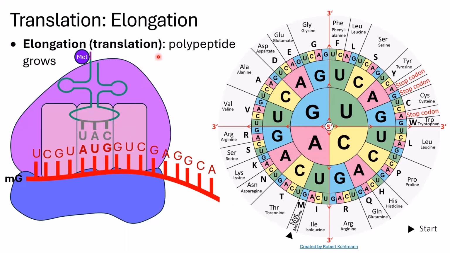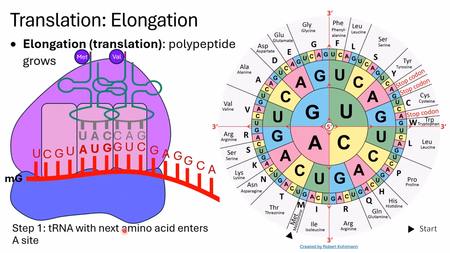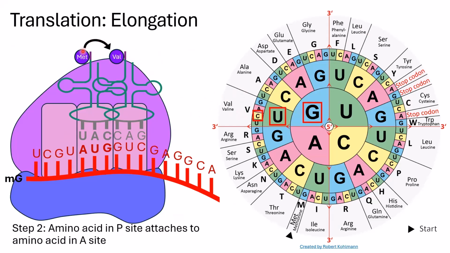Amino acids will start being connected together to form a polypeptide chain. Elongation can also be broken down into 3 steps. In step 1, the tRNA with the next amino acid enters the A site. Since the codon is GUC, the next amino acid is valine. In step 2, the amino acid in the P site is bonded to the amino acid in the A site.